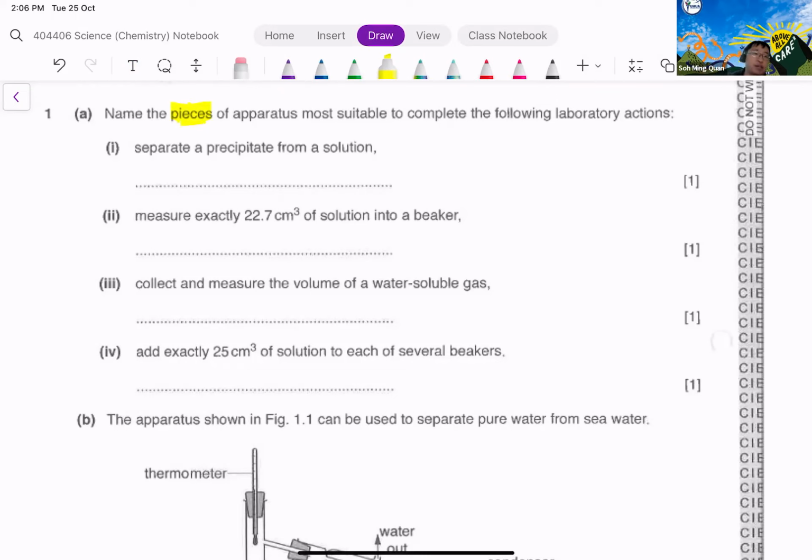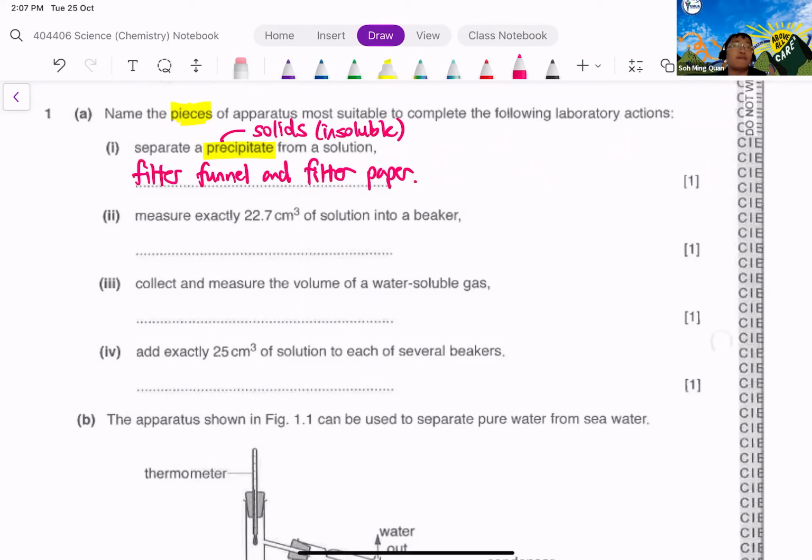So take, for example, 1A part 1, separating a precipitate from a solution. Obviously, the keyword here is precipitate. You should know by now, precipitates are solids. All right, they are insoluble. So how would you separate insoluble solids from a mixture? You would always use filtration. But here, the answer is not filtration. They want the pieces of apparatus. So what apparatus do you need for filtration? It is not just filter funnel. You also need the filter paper. All right, so you should write both in. You need both the filter funnel and the filter paper in order to separate a precipitate.